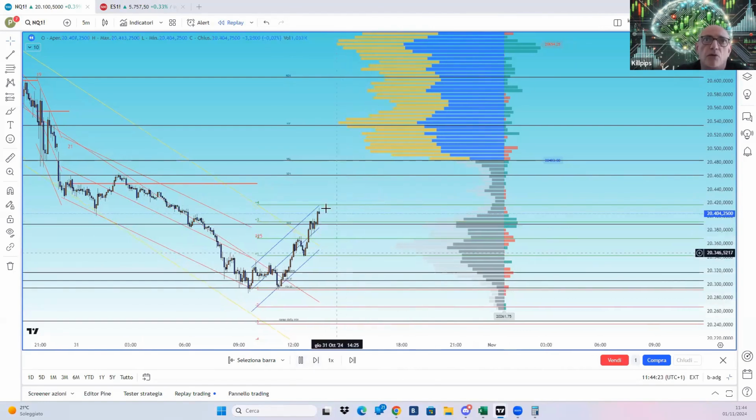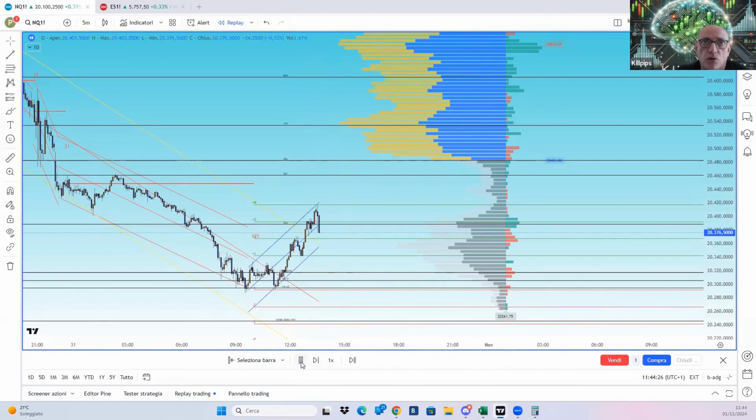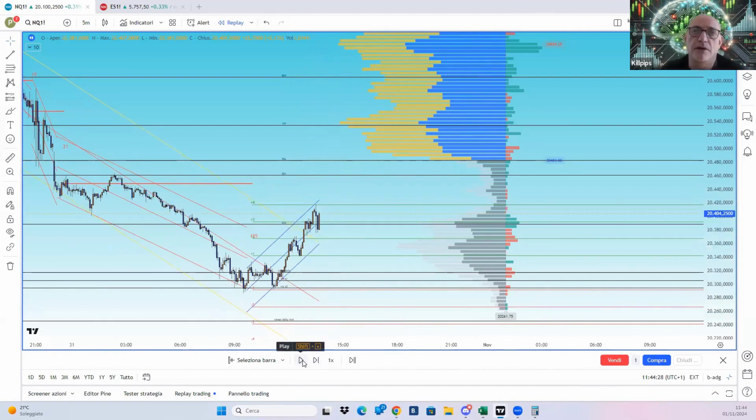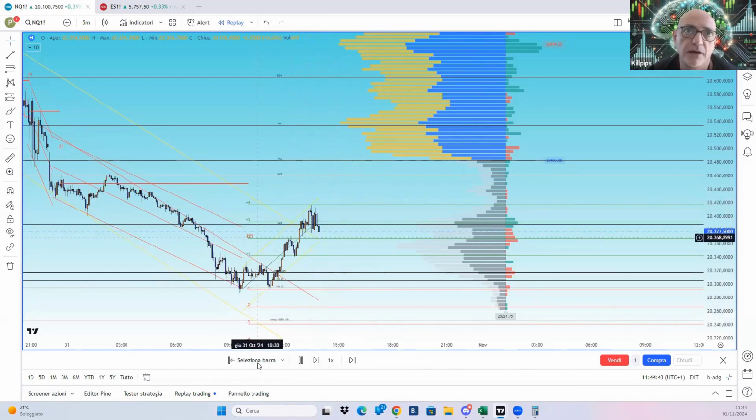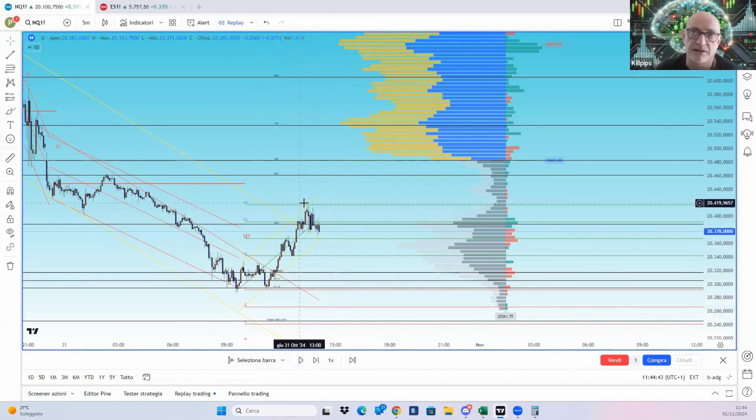The price arrived right in that area. So I will pause for a moment. Even on this test, we can close part of the position here, and we can reopen another part, aiming again for a test of this level, which then occurred. After seeing that the price was completely rejected, we can close the entire position in this area.